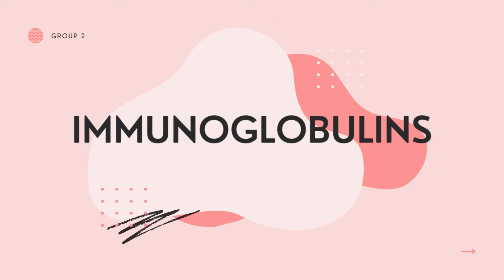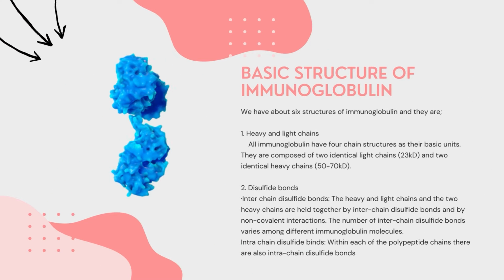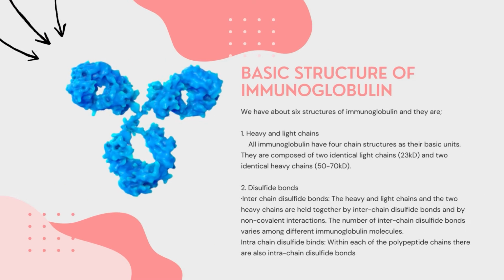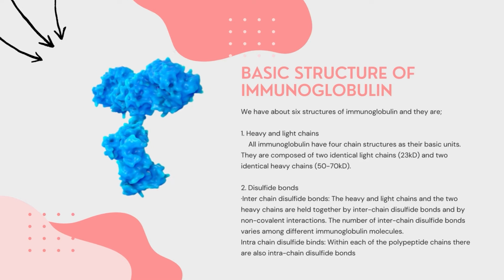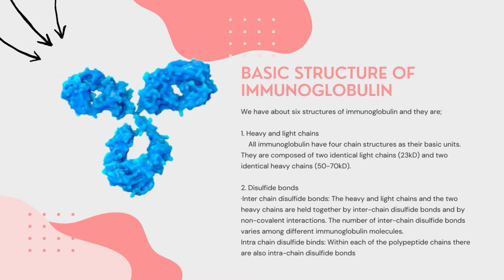Immunoglobulins. Basic structure of immunoglobulin. We have about 6 structures of immunoglobulin. 1. Heavy and light chains. All immunoglobulins have 4 chain structures as their basic units.